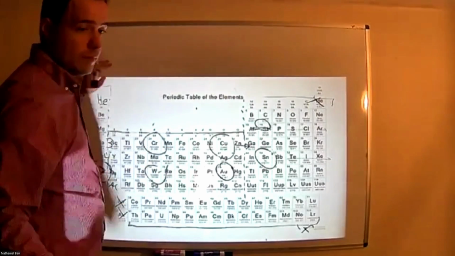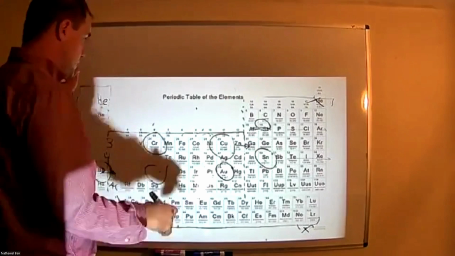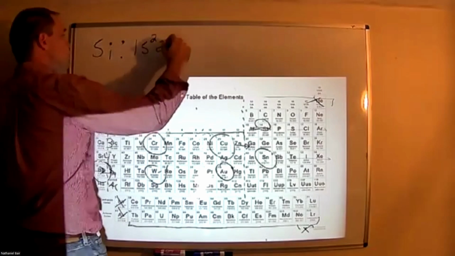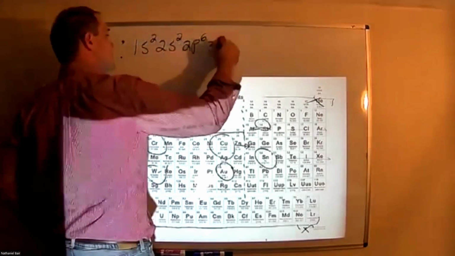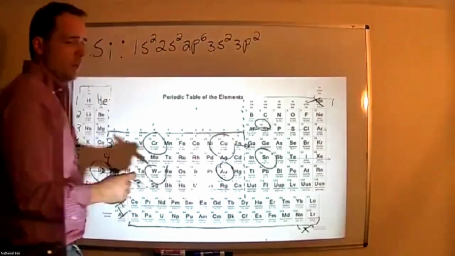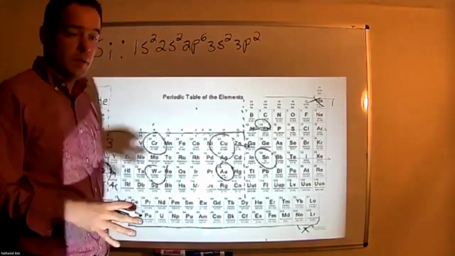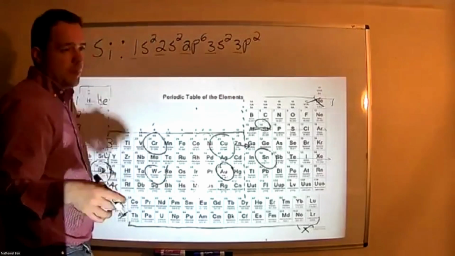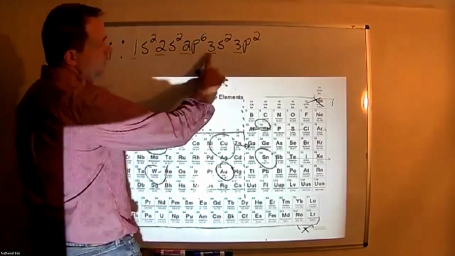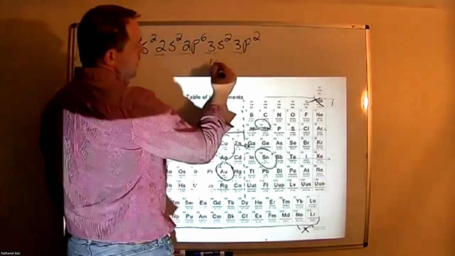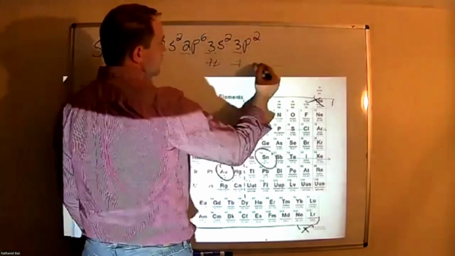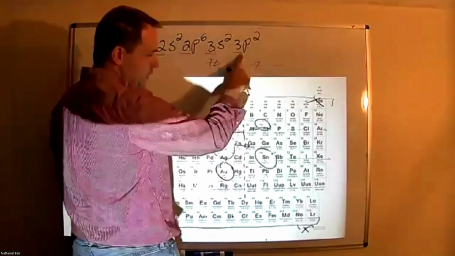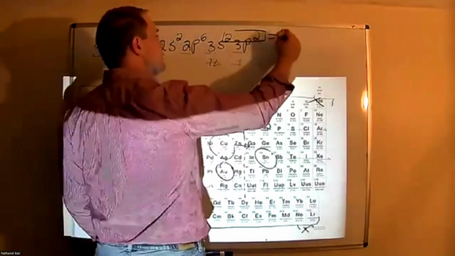Would you mind re-explaining how you got the valence electrons again? Absolutely. The valence electrons are the electrons in the highest energy level. These coefficients are your energy levels. So the highest occupied energy level for a silicon atom is the third energy level. There are 2 electrons here in the 3s, and there are 2 electrons here in the 3p. So that's 4 total electrons. That's where the valence came from.